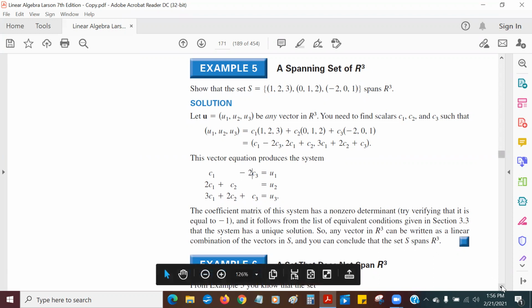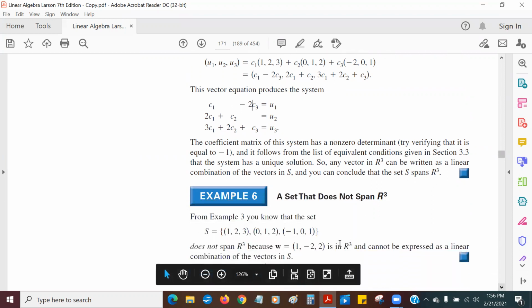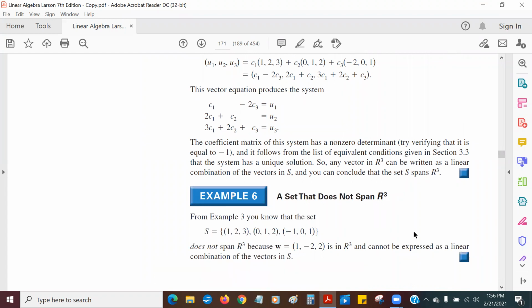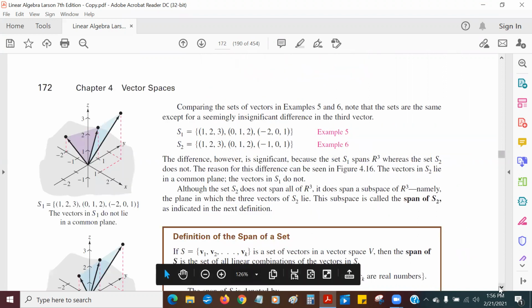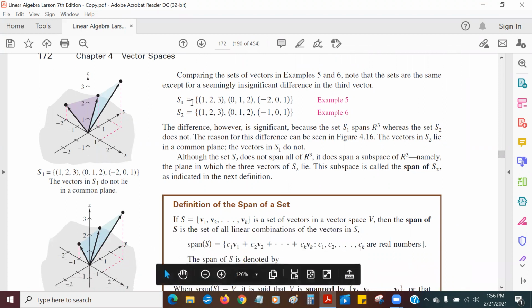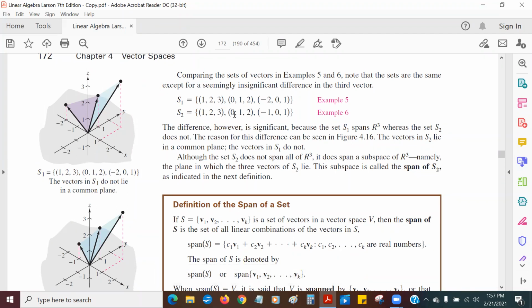Now, what's an example of a set that does not span R3? Well, that's when I have a -1 instead of a -2. That was an example of a set which does not span R3. So it's interesting that the first set (1, 2, 3), (0, 1, 2), (-2, 0, 1) and this other set (1, 2, 3), (0, 1, 2), (-1, 0, 1) look very similar. There's only one tiny difference, the -2 versus the -1, and yet there's a very significant difference because one of them spans the entire R3, and the other one does not. So that's just the way it is.